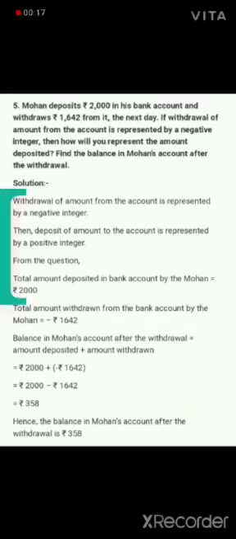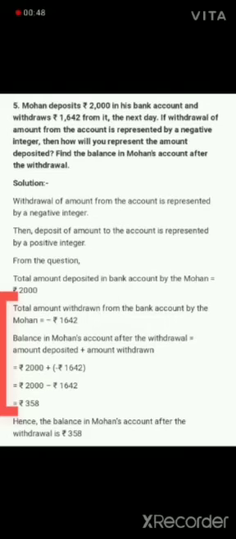Now question 5. Withdrawal of amount from the account is represented by a negative integer. Therefore, deposit of amount to the account is represented by a positive integer. From the question, total amount deposited in bank account by Mohan is equal to rupees 2000. Total amount withdrawn from the bank account by Mohan is equal to minus rupees 1642, because withdrawn amount is represented by negative integer.